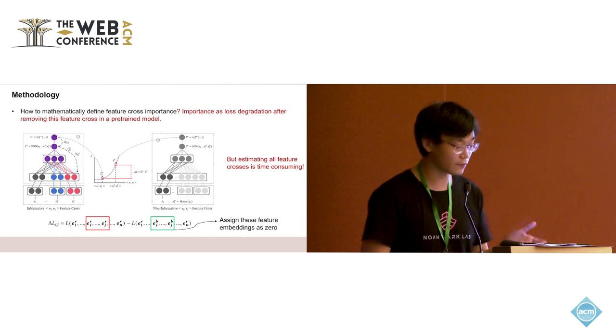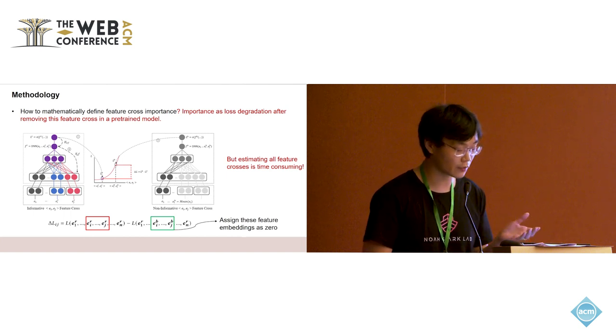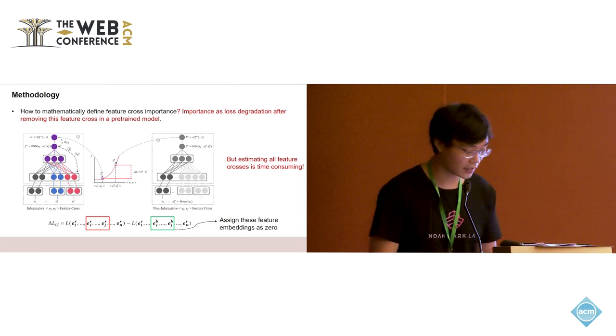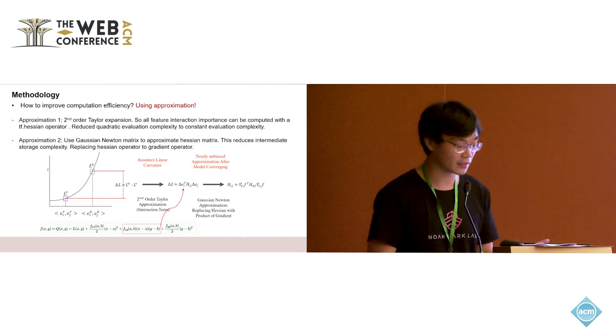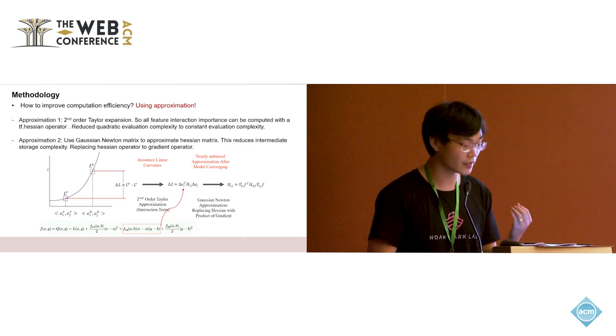But if we use this formula to estimate all feature crosses, using this minus operation, it is very time consuming. You have to mask all possible feature crosses, then compute the loss difference. So can we do better? Yeah, using approximation. That's our core contribution. This is also where we get the name LightCS.